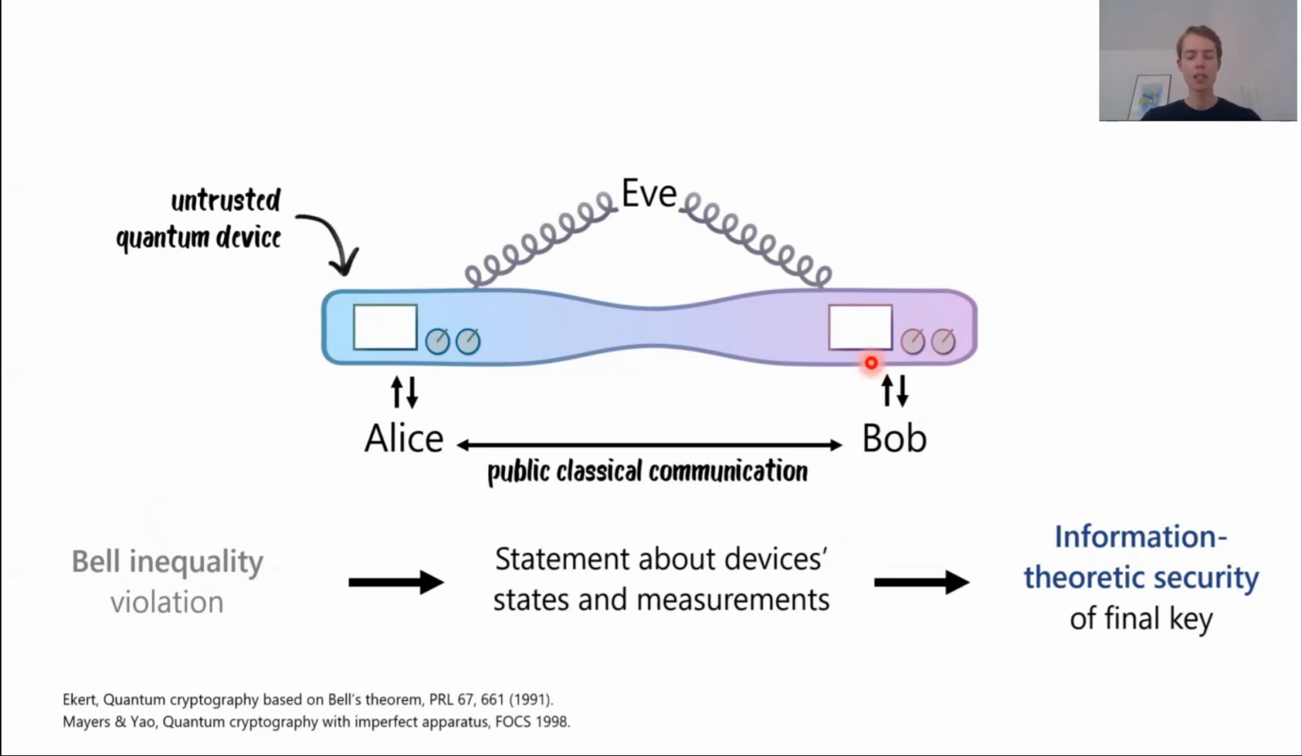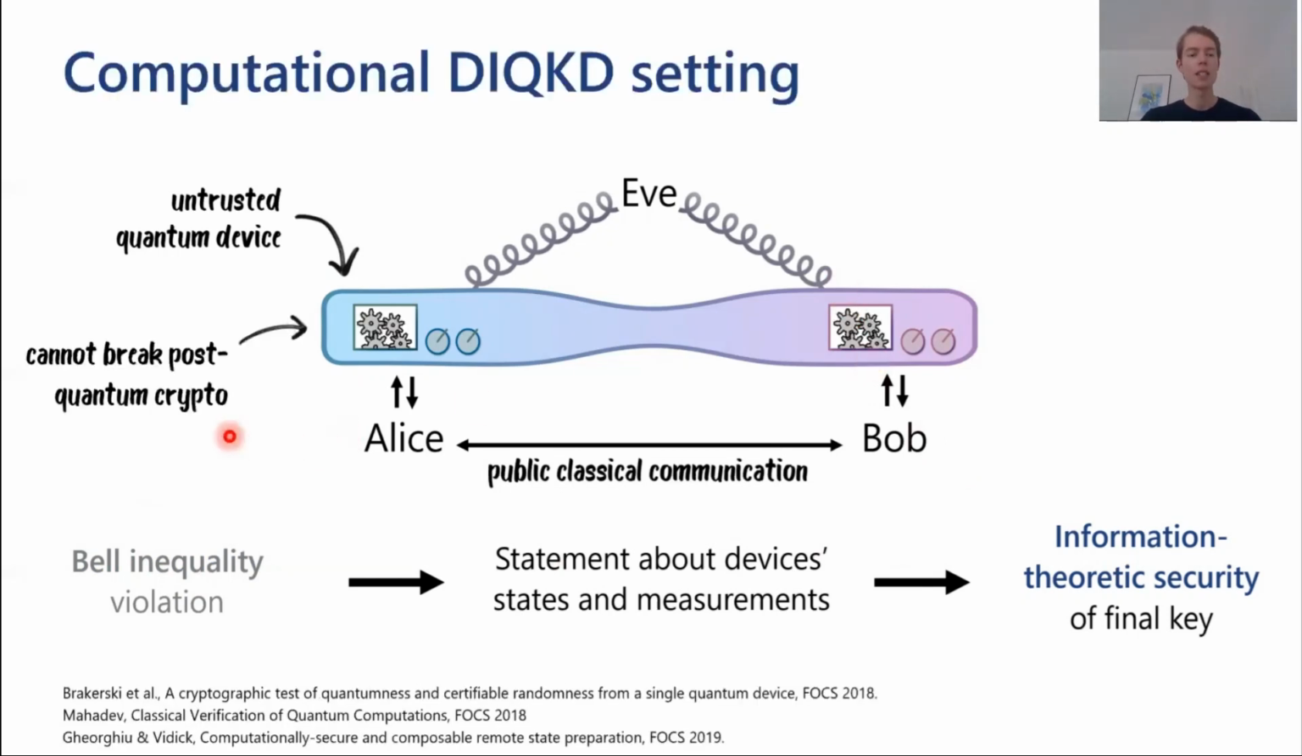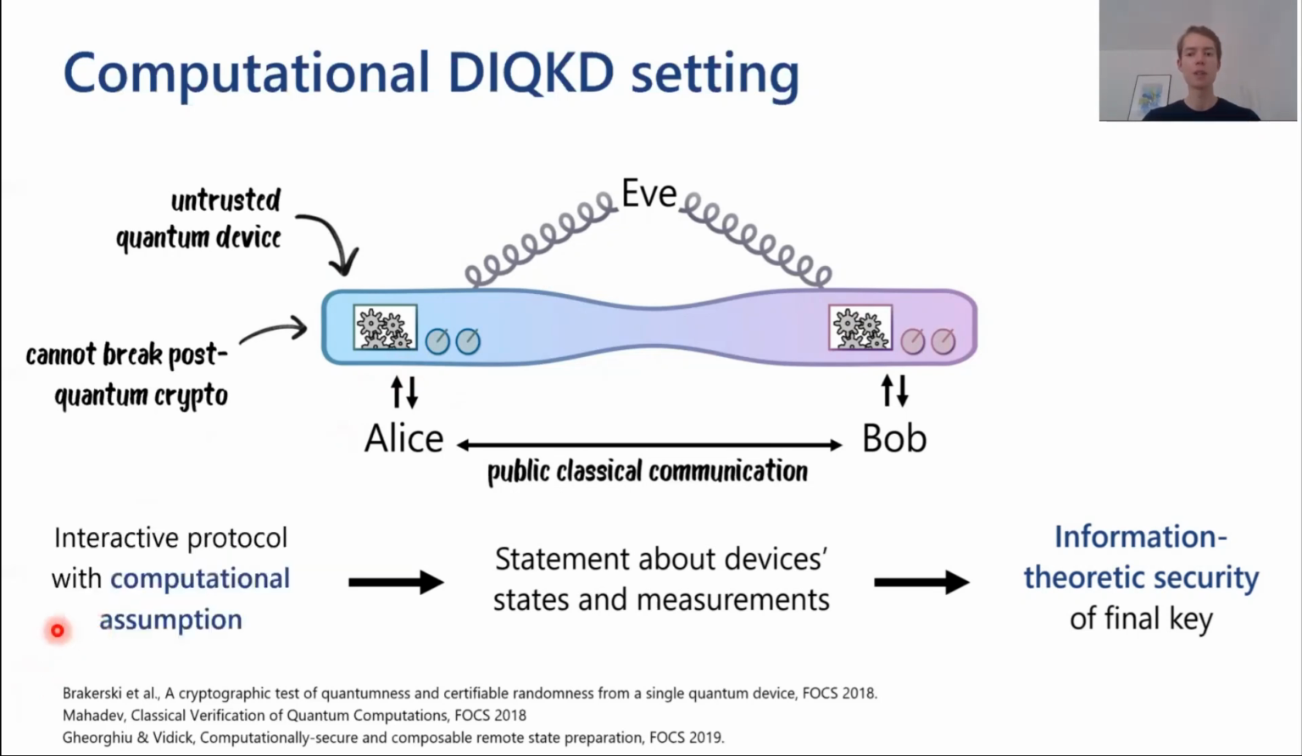And this assumption is a computational assumption, and what it says is that this device is assumed to be unable to break a certain post-quantum cryptographic primitive called learning with errors. And what this will allow us to do is replace this Bell inequality violation by some interactive protocol that leverages this computational assumption. Now, what I really want to highlight here is that this is a computational assumption on the device. It's not a computational assumption on Eve.